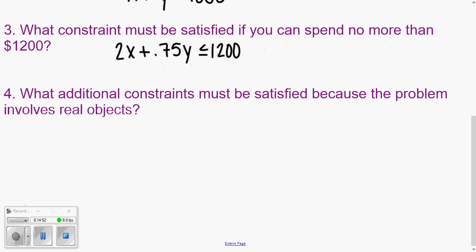All right, and the last question is kind of important, but we tend to forget it. What additional constraints must be satisfied because the problem involves real objects? That's always going to be x is greater than or equal to 0 and y is greater than or equal to 0, because you can't have a negative amount of calendars. So I'm going to pause the video for 1 second and move my constraints to the next page.